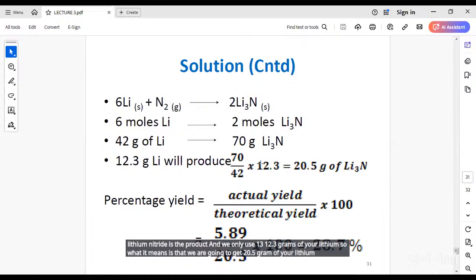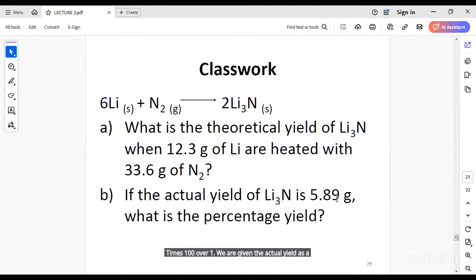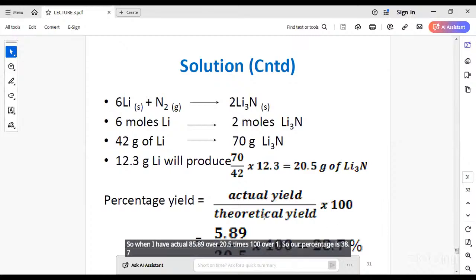So this is your theoretical yield. And we know that percentage yield is your actual yield over your theoretical yield times 100 over 1. We are given the actual yield as 5.89. So we now have actual yield 5.89 over 20.5 times 100 over 1. So our percentage yield is 28.7%. Our theoretical yield is 20.5 grams.